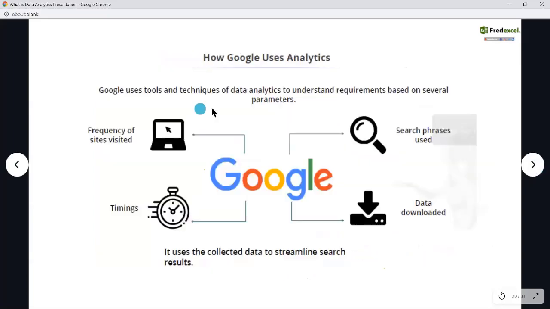Okay, now I said we'll talk about Google. I think I will spend much time here on how Google uses analytics. But before I do that, I would like to take some questions from you. I think I've been talking for the past 15 to 30 minutes. If you have any questions, please unmute yourself and ask, and I'll be glad to answer.